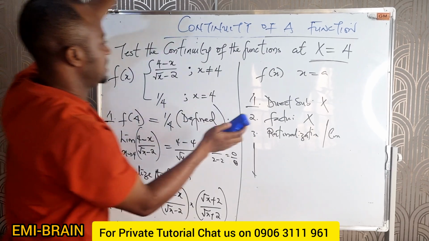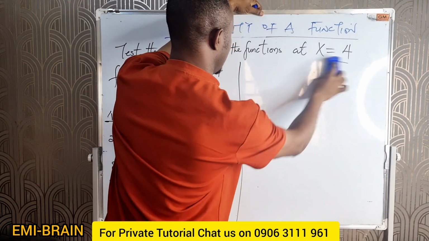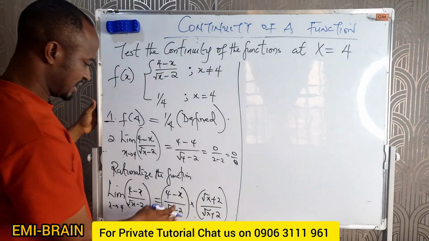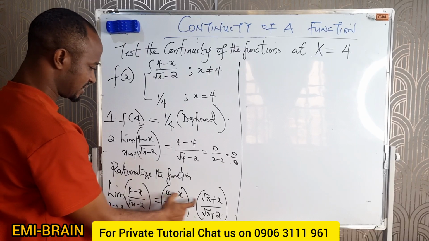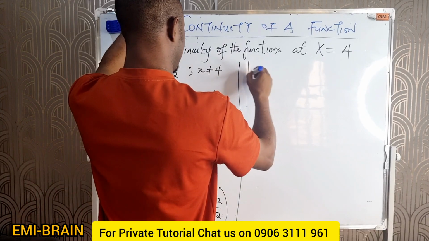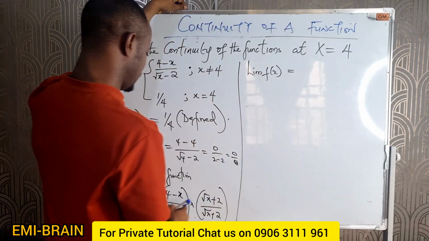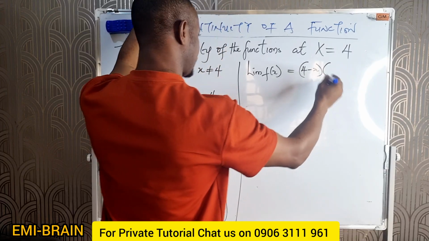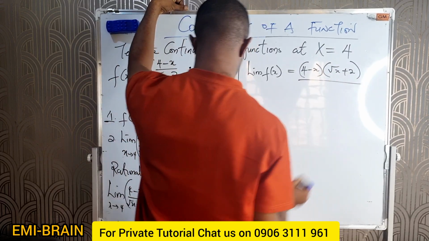So what we do next is to simplify what we have there. So let's simplify this and see what we're going to generate. At the end of the day, let's multiply 4 minus x with this. This will give us the limit. Let me call this f of x. That will give us 4 minus x times x plus 2 divided by.